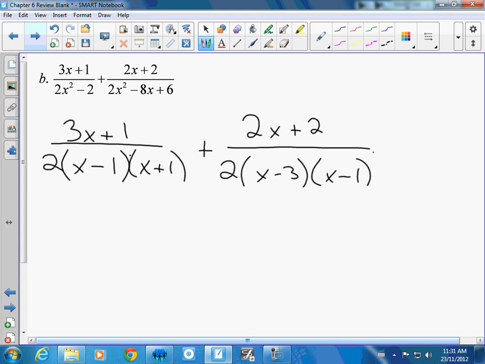Now, what do you got to do? How did you get x minus 3, x minus 1? Because I just factored into a trinomial and then I factored it into two binomials. Can't cancel anything. Why can't you cancel? It's addition. You can't cancel, right? It's only when it's multiplication or division. Write that note down, too.